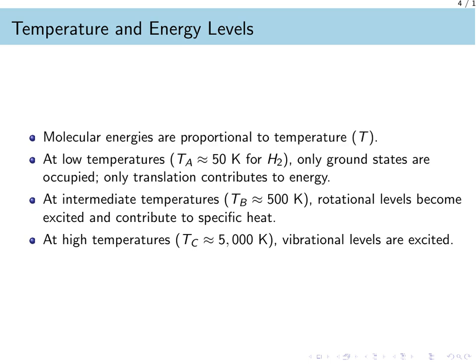As the temperature rises to intermediate levels around 500 Kelvin, the molecules gain enough energy through collisions to reach excited rotational levels, which then contribute to the specific heat. At very high temperatures, near 5000 Kelvin, the energy is sufficient to excite the vibrational levels as well. This shows that specific heat is not a constant, but changes as different degrees of freedom are activated by temperature.